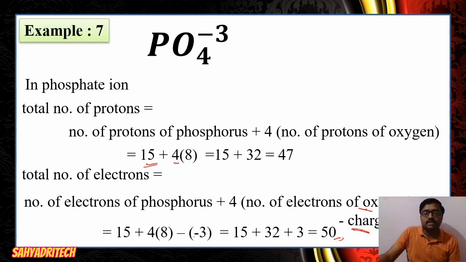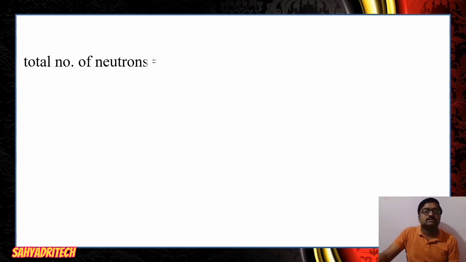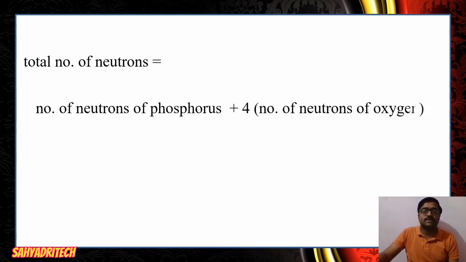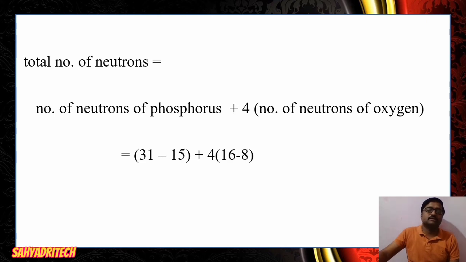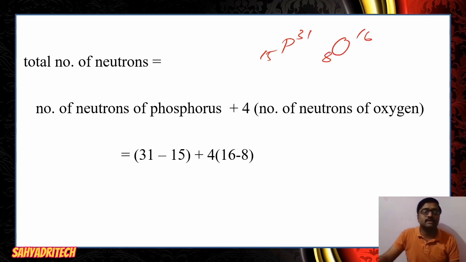Then coming to the neutrons, the total number of neutrons is equal to number of neutrons of phosphorus plus 4 into number of neutrons of oxygen. Phosphorus atomic number 15, mass number 31, oxygen 8, 16. Therefore, mass number 31 minus 15 plus 4 into the bracket 16 minus 8. So 16 plus 4 into 8 is 32. So 32 plus 16, 48 neutrons.